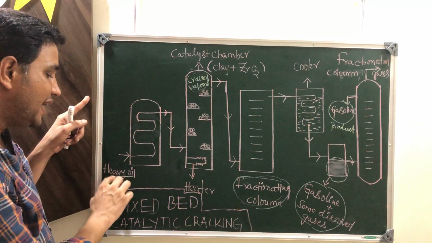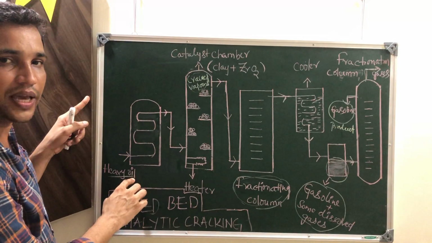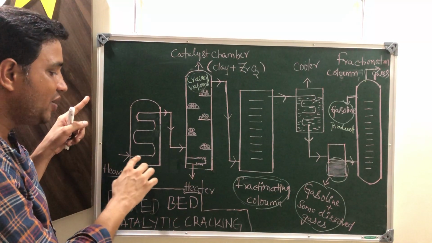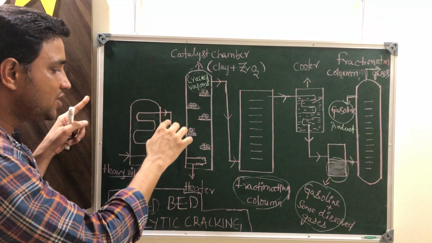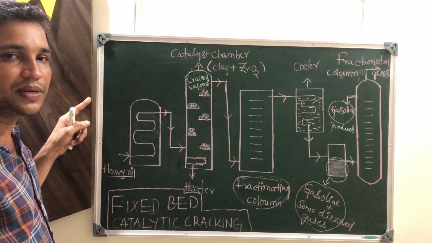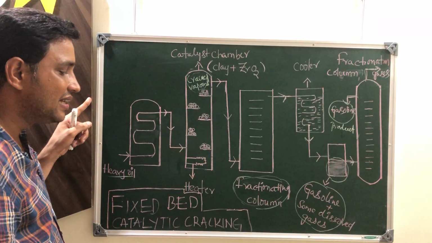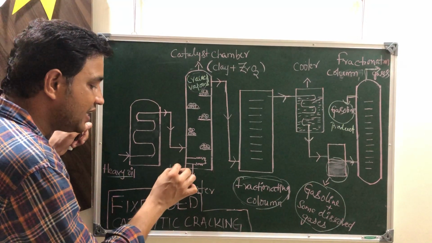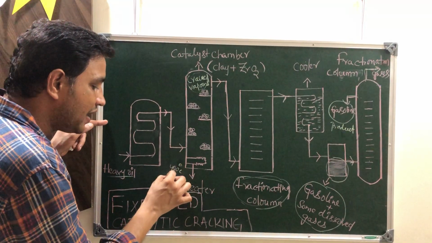First, enter heavy oil. Okay, feed heavy oil. The heavy oil is moving through this column, this tube, and will enter into the catalyst chamber. Okay, initially there 400 to 500 degrees Celsius temperature is applied.